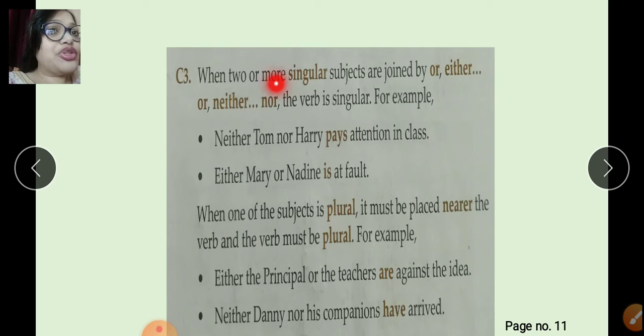So here when two or more singular subjects are joined by two words, the verb is singular. When the subject is plural, then the verb must be placed near it and it should be in plural. So these 2 points are to be kept in mind. Look at the example. Either the principal or the teachers are. See, the verb is placed near the plural subject, so it is in plural. Neither Danny nor his companions have arrived.